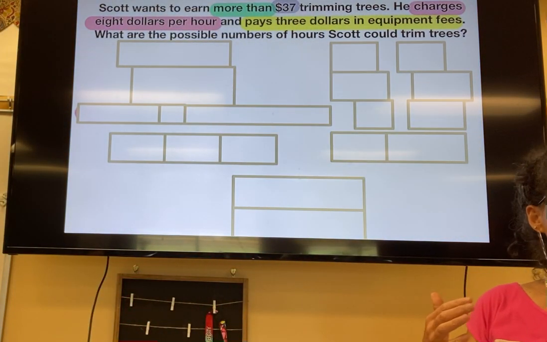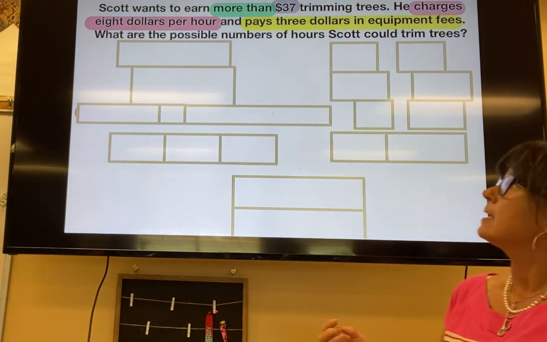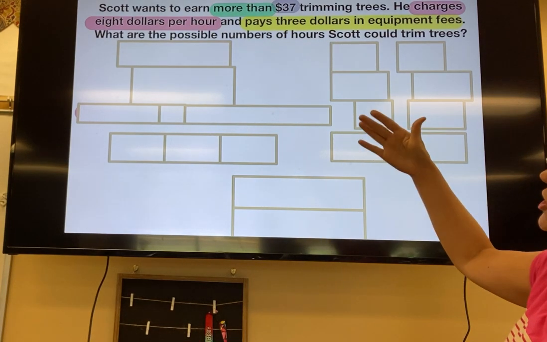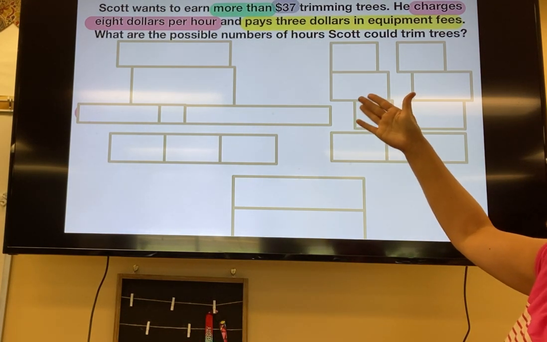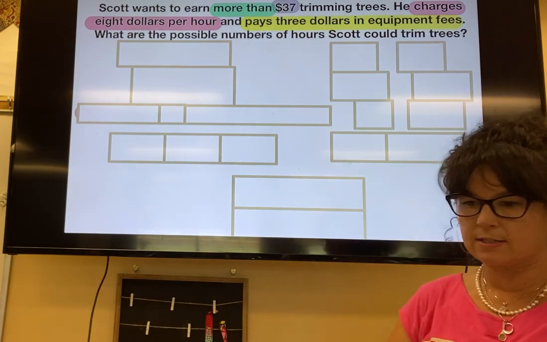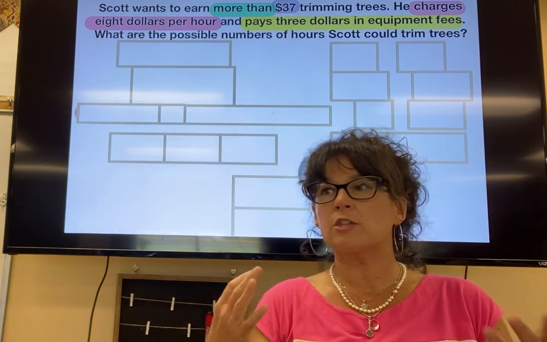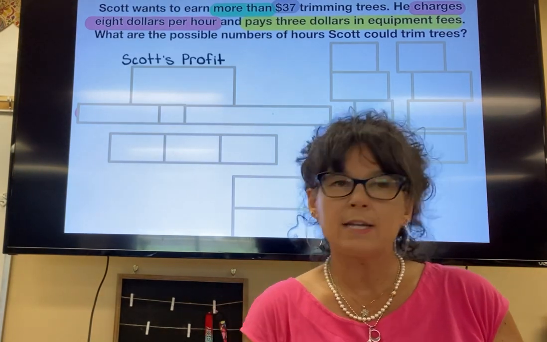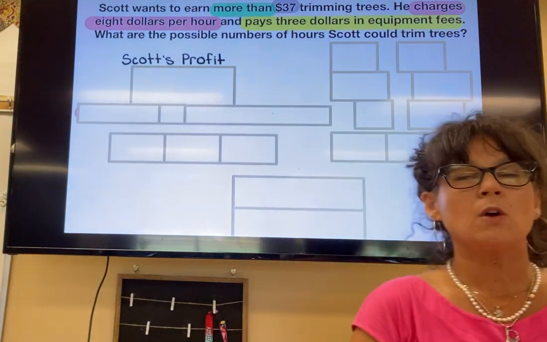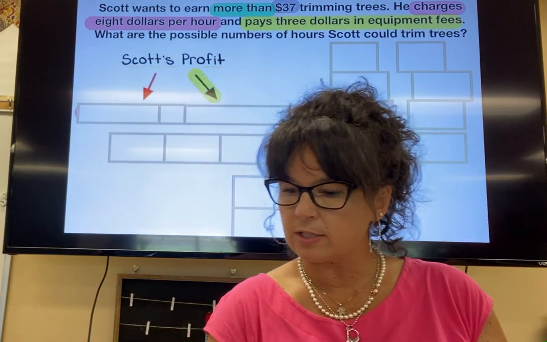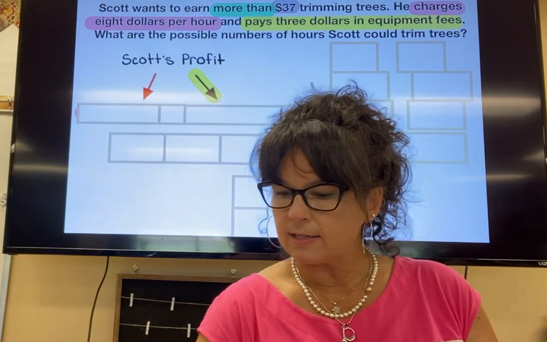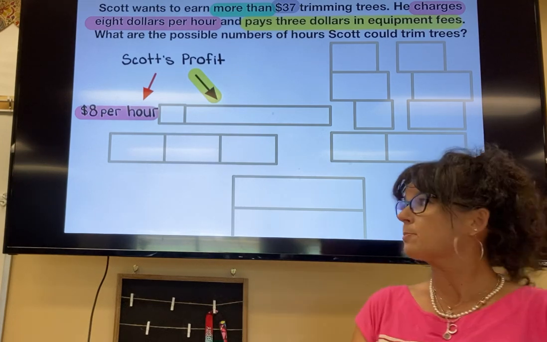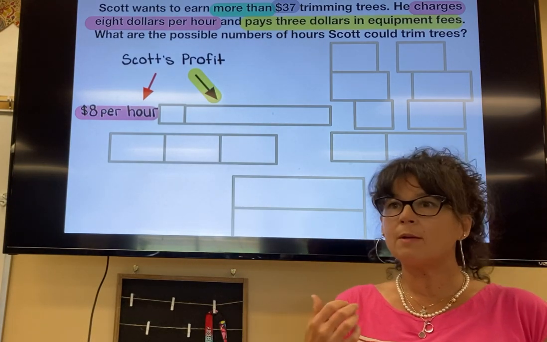Scott wants to earn some money trimming some trees, and he wants to earn more than $37. He charges $8 per hour and pays $3 in equipment fees. So first of all, we need to make an expression that represents how much money is his profit. Okay, so what is Scott's profit? Well, there's two things that are contributing to his profit. One of them is the amount of money that he's collecting from his customers. It's $8 per hour. So if he works 1 hour, it'd be 8 times 1.